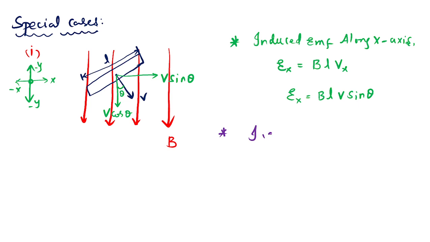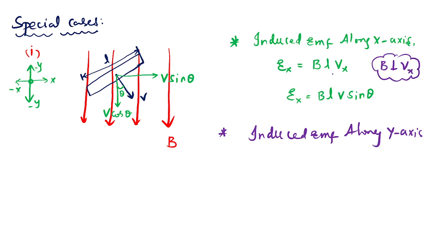Induced EMF along the y-axis, and here I can say very clearly B is perpendicular to, what is it here? Bx. It should be very clear. Yes or no? Next case, what is it here? B is parallel to, what is it here? By. Yes or no? So that time, what will the induced EMF be here?